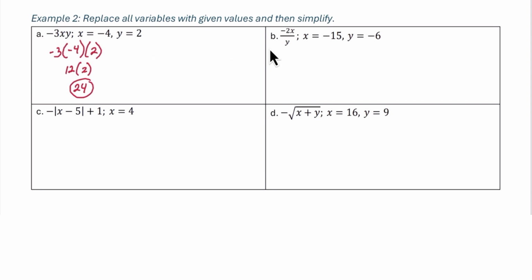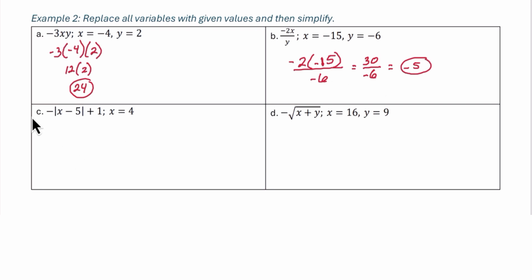In part B, we will replace x with negative 15 and y with negative 6. Since we have a fraction, let's look at the top and bottom separately. The top, negative 2 times negative 15 is 30. And there's really nothing to simplify in the bottom. And finally, 30 divided by negative 6 is negative 5.